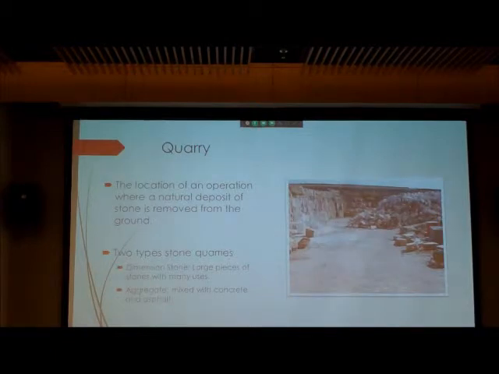So now we're going to talk about the quarrying process. A quarry is the location of an operation where a natural deposit of stone is removed from the ground. There are two types of stone you get from quarries. You get dimension stone, which is large, big blocks of stone, or aggregate.